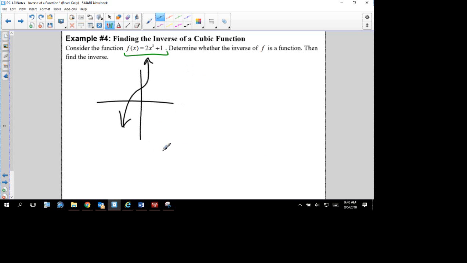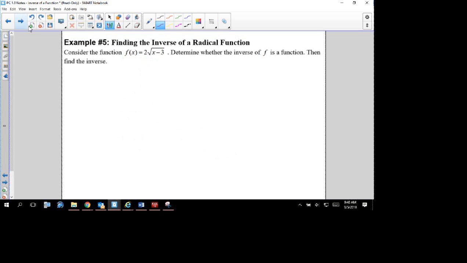Yes. If you use the horizontal line test now, it works, or you can flip it. Kind of hard to flip that one, but nope, that was bad. That one didn't work. Here, that's better. You can use the vertical line test and it works. Okay. This one will actually be a function.